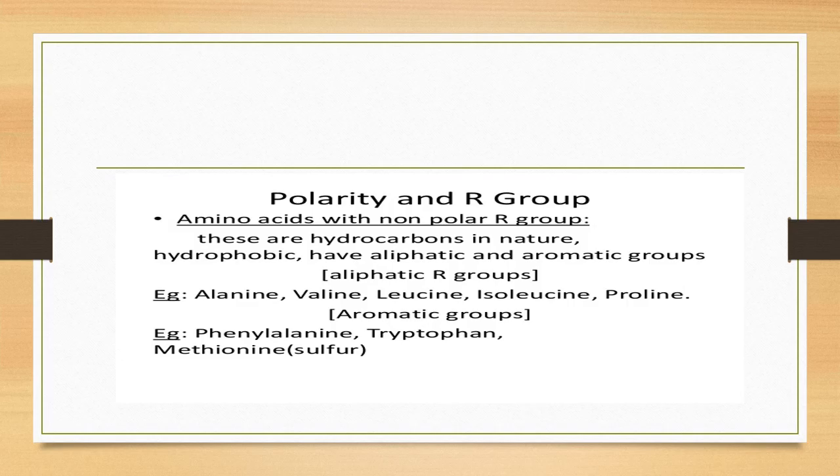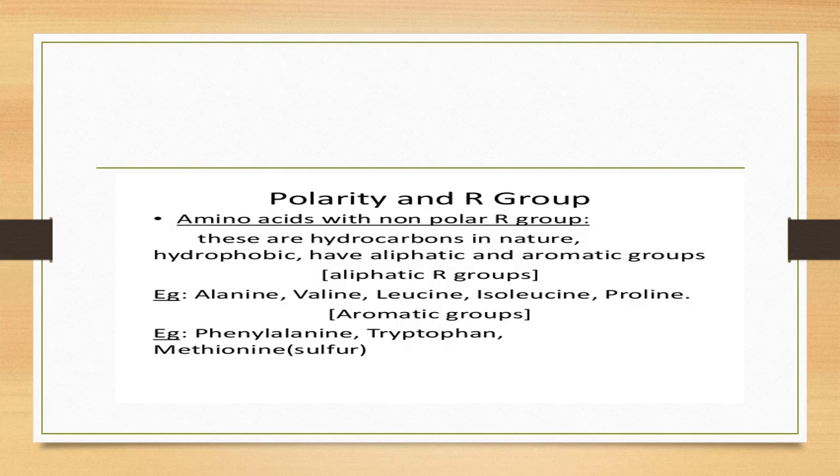Next, polarity. Amino acids with a non-polar R group and a polar R group. I'm going to tell you very simply. If a group or a compound has an affinity towards water, we call it polar. If it has no affinity towards water, it is called non-polar. This is the simplest definition I'm going to tell. Hydrophilic or hydrophobic. If it has an attraction or affinity for water, it is called the polar group. If it has no attraction towards water, it is called the non-polar group.